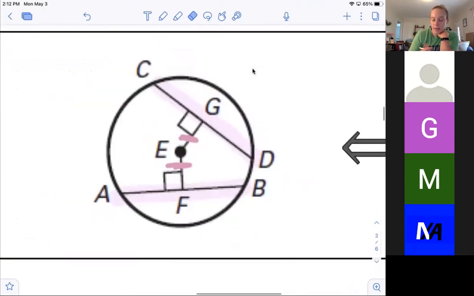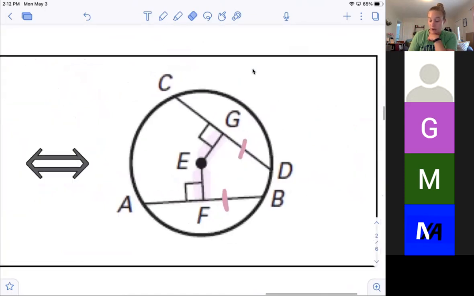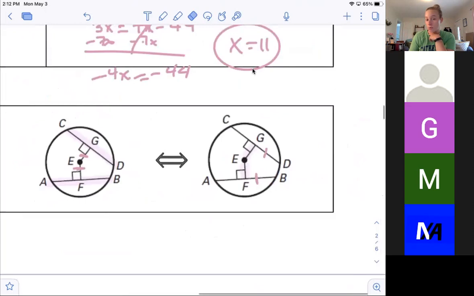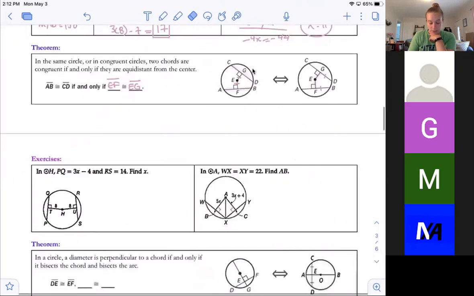So again, looking at the picture, if I know that EG and EF are congruent, if that was given to me, then I can know that AB and CD are congruent. Vice versa, if I was told that AB and CD were congruent, then I can infer EF and EG are also congruent. So it goes both ways. So we're going to do these problems right here.